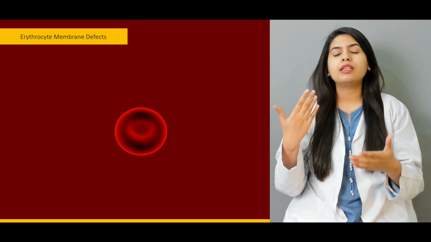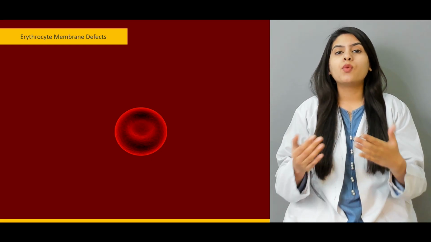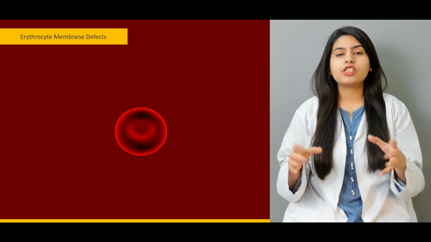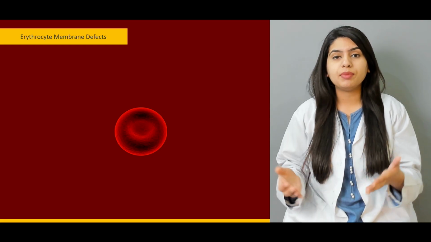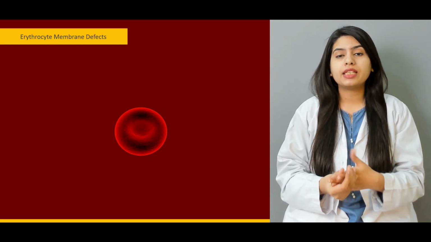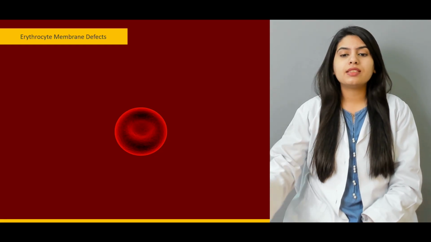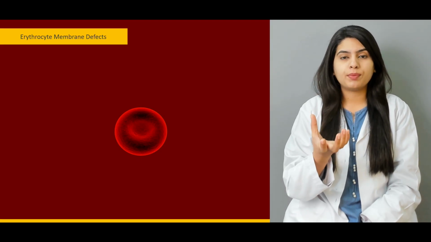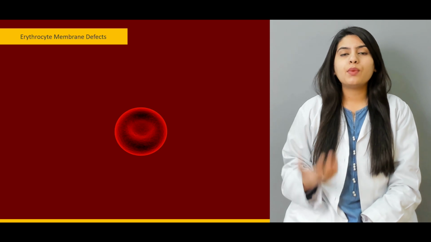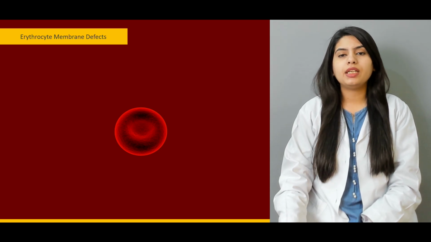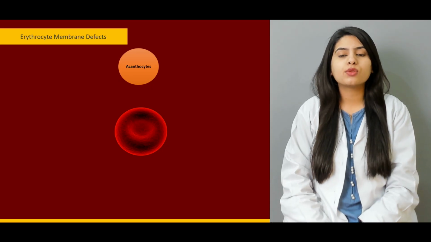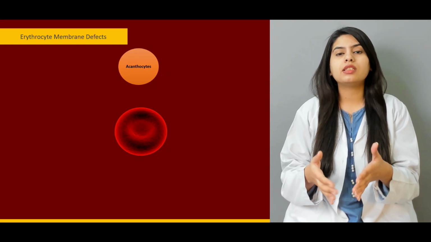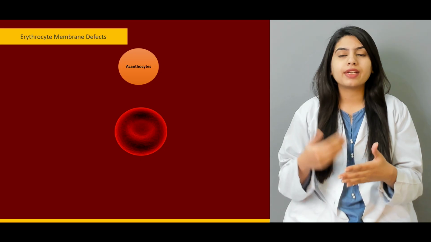And whenever there is a defect in the membrane of the red blood cell, what will happen? The red blood cells will be irregularly shaped. The shape change that you mostly observe in anemia is basically due to this defect in the erythrocyte membrane. Now, this is the normal shape of a red blood cell, a disc-shaped cell, right? Whenever there is any defect, there can be acanthocyte production, or acanthocytosis.